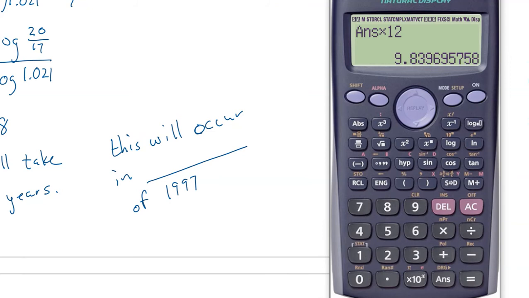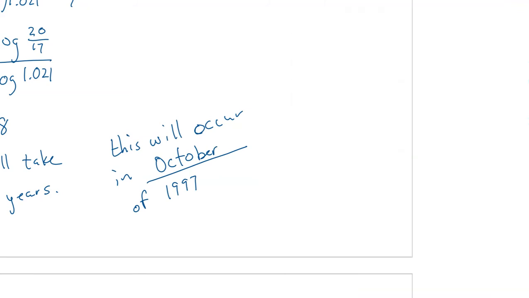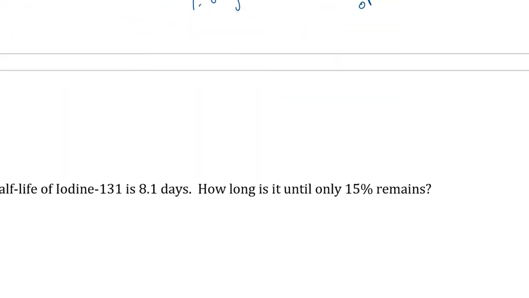I like to think of it like this as well. If it was 0.5, you'd be halfway through January. So the number's like one behind. If it's 1.5, you're halfway through February. You're not in January. You finished January, right? So you finish 9 months, you're into the 10th month. So this will occur in October of 1997. Okay? So there's a little trick there that you have to remember.